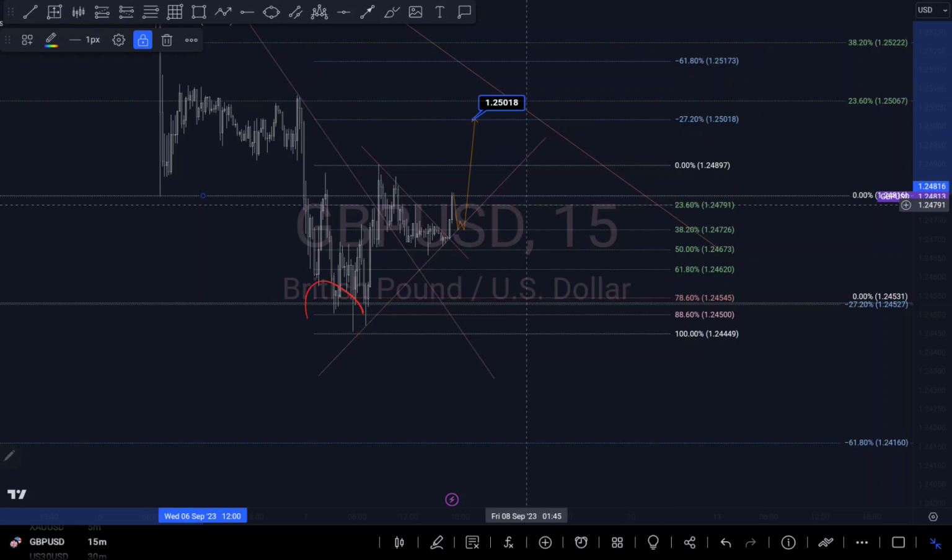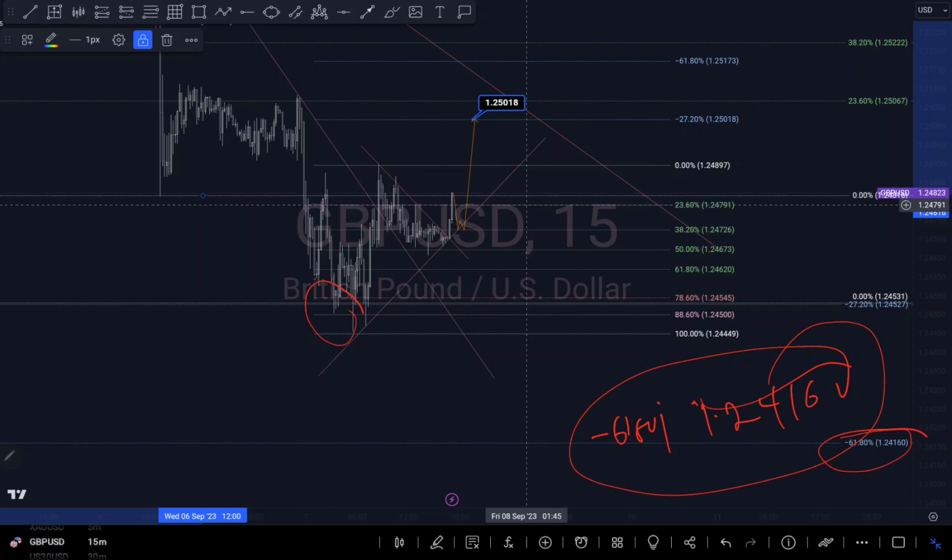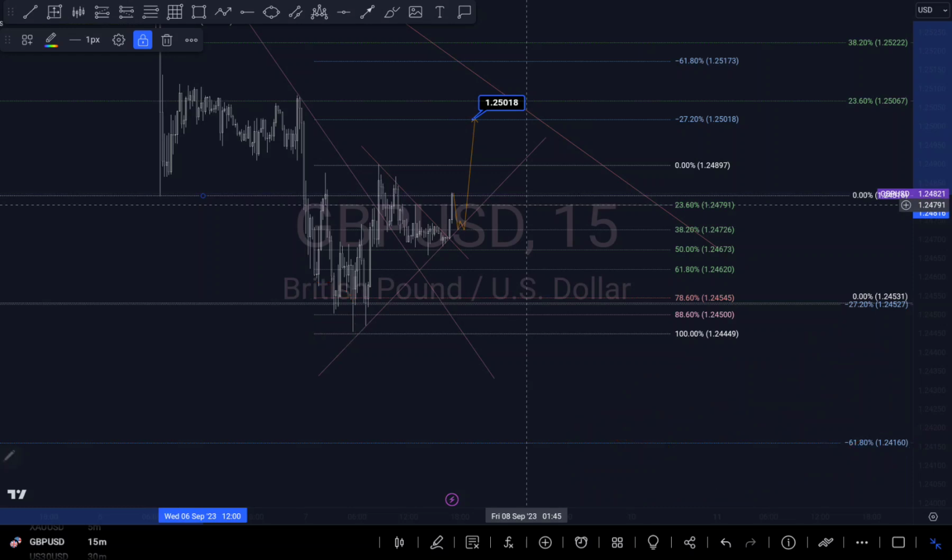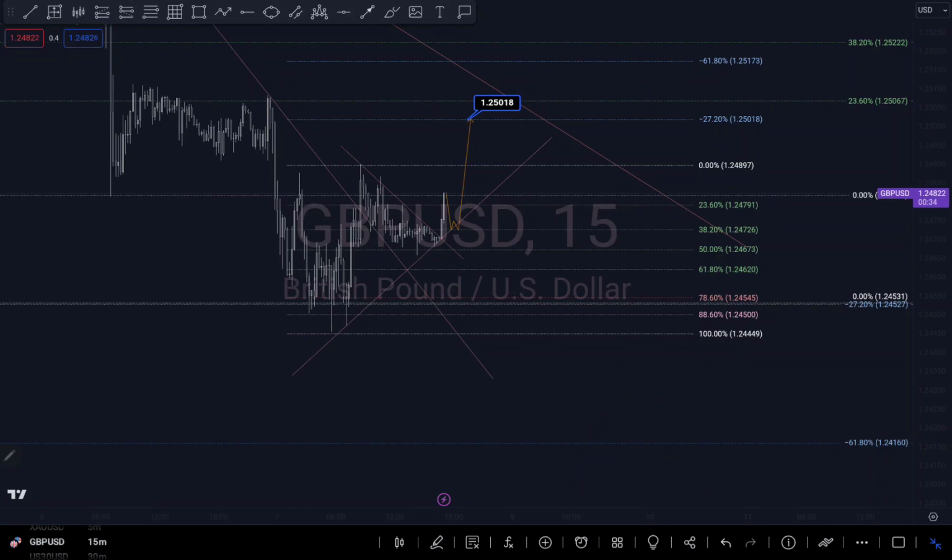But if I see a continuous down move, then my target will be my negative 1.8% fib level, which is 1.24160. So that will be my target for that. But as of right now, this is what I'm saying. I like to take it one step at a time. I don't like predicting too far into the future. We have to take it one step at a time. So right now, this is what I am seeing until otherwise happens, guys.